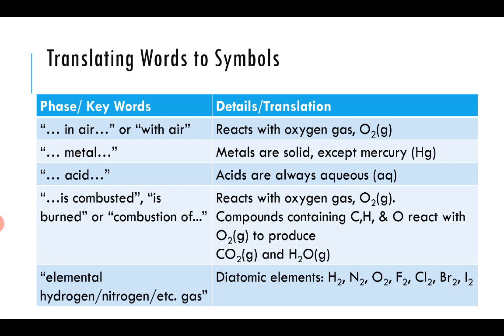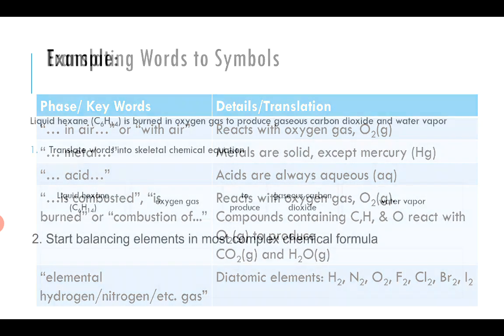Also, if they say acid, acids, we're going to be working with aqueous acids, and so it's another way of implying the state of matter without telling you the state of matter. Additionally, you need to know your diatomic elements. Remember our acronym of have no fear of ice cold beer? That's hydrogen, nitrogen, oxygen, fluorine, chlorine, bromine, and iodine, which exist as diatomic elements.